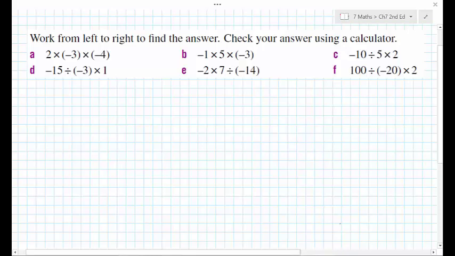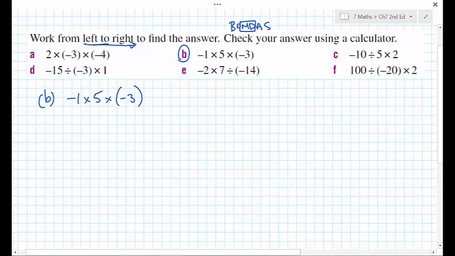So let's have a look here at basically solving these. So let's look at B. Okay, so B we have -1 times 5 times -3. Okay, so first of all we think of our normal BOMDAS type rule, right? Which means we do multiplication and division at the same time, and if they're all in the same thing, we basically just work left to right, which is what this is telling us to do anyway.